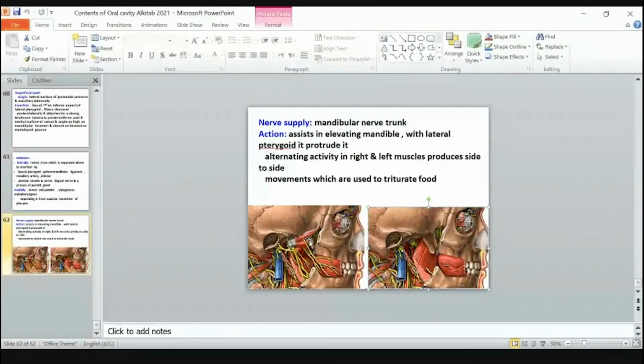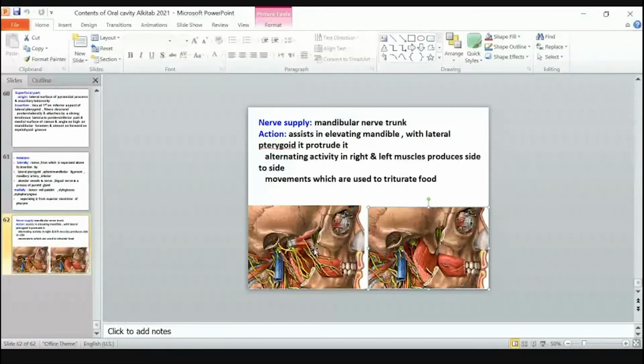Now what is left is the lateral pterygoid muscle. This arises by two heads. It's the smallest of the four muscles of mastication in size. The largest is temporalis, followed by masseter, then medial pterygoid, and lastly, the smallest of all is the lateral pterygoid muscle. Arises by two heads.